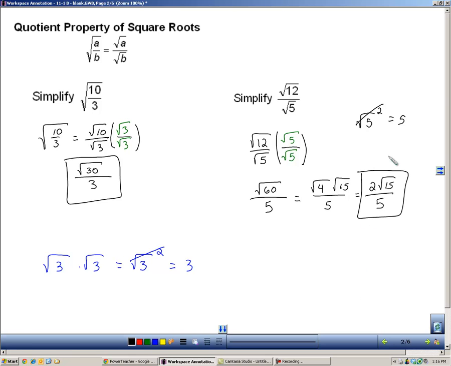A couple things to note. If the 2 and the 5 shared a common factor, I could cancel them, but they don't. You cannot cancel the 15 and the 5, because this is the square root of 15. It's not a real 15, and this is the number 5. Same reason over here why I could not have canceled the 3 with the square root of 30. Because this is not a 30, it's a square root of 30.